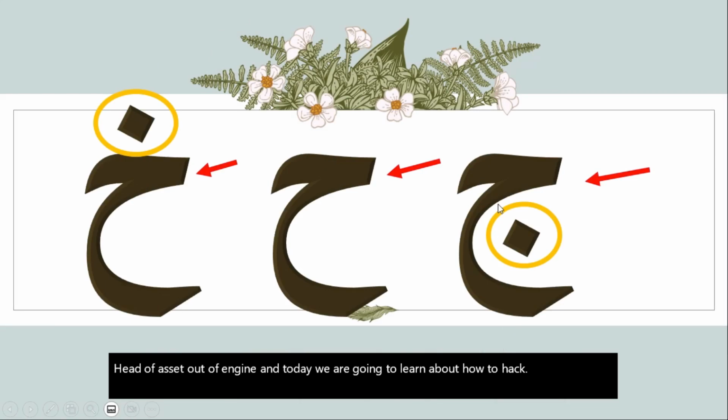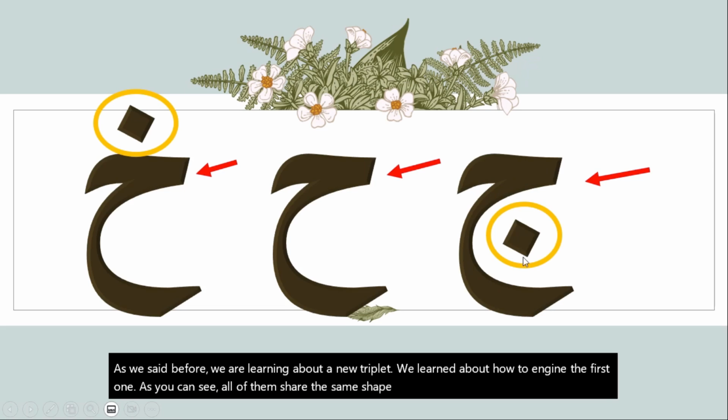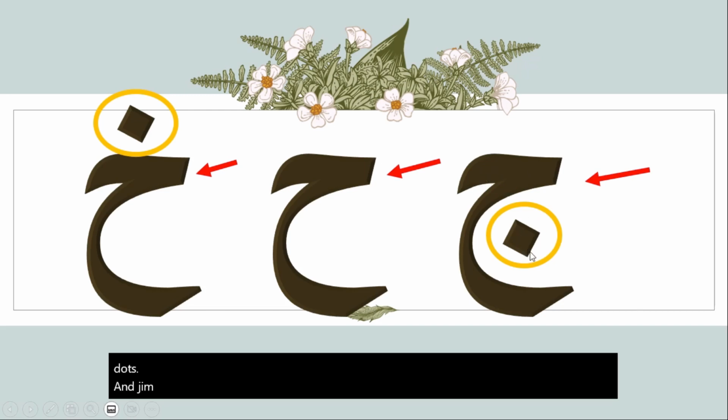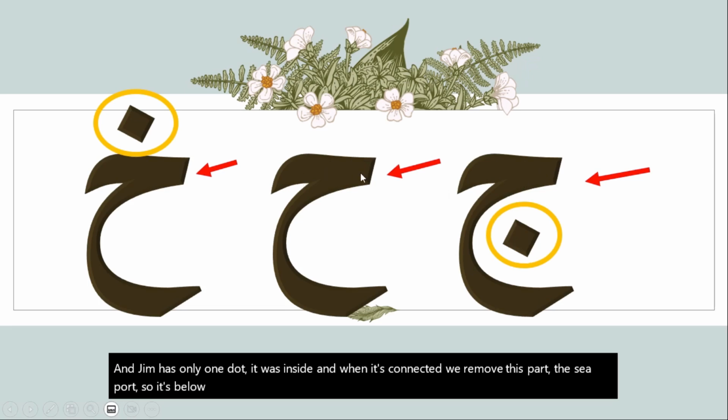As we said before, we are learning about a new triplet. We learned about حرف الجيم, the first one. As you can see, all of them share the same shape. The only difference again is with the dots. حرف الجيم has only one dot. It was inside, and when it's connected, we remove this part, the C part, so it's below. As you can see here, حرف الحاء has the same shape, but it has no dots. So حرف الحاء has no dots.